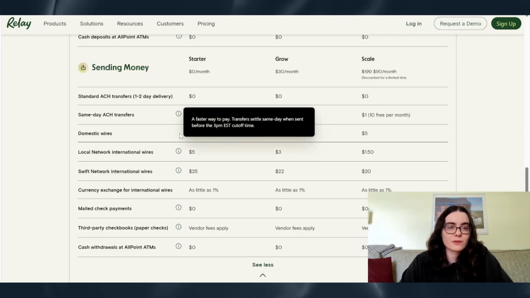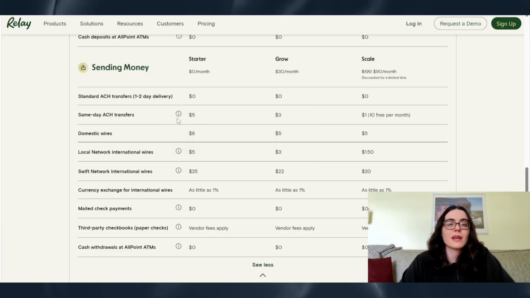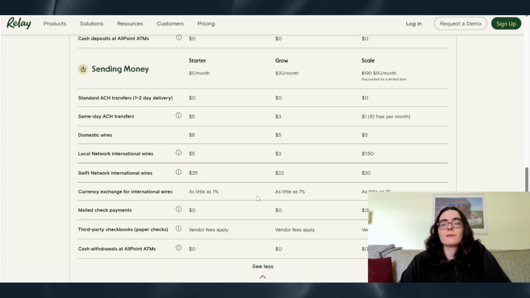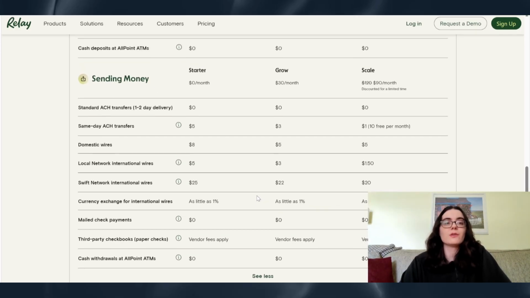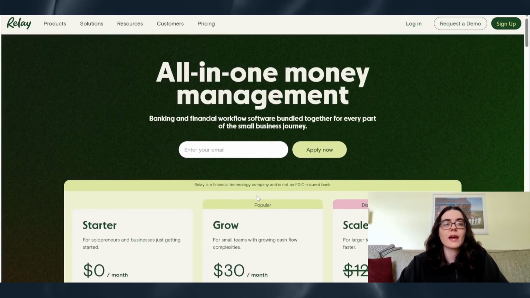Now, the price does differ for some of the other payment methods like same-day ACH. It's cheaper the higher plan tier that you have. Same for domestic wire transfer, international wire, just all that kind of stuff. So some of the fees are going to be a little bit different here. So it's just something to pay attention to, especially if you make frequent ACH transfers or frequent wire transfers. You may want to look at that fine print between Melio and Relay and see what you need. So that's a look at the bill pay side of Relay.